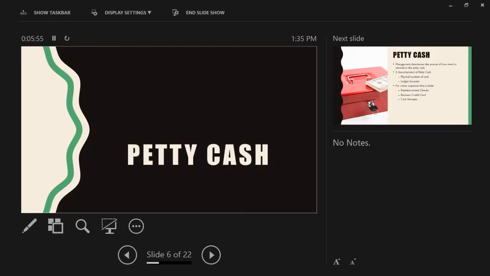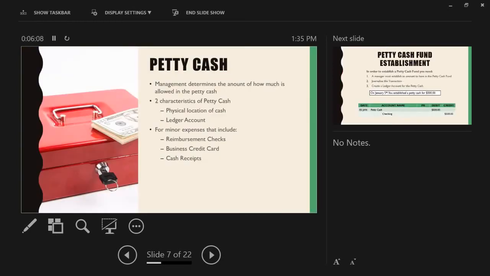All right. So for this class in understanding cash, I want you to only focus on a petty cash fund. Okay? Well, what is a petty cash fund? Okay? So a petty cash fund is basically money that you put on the side for emergencies.